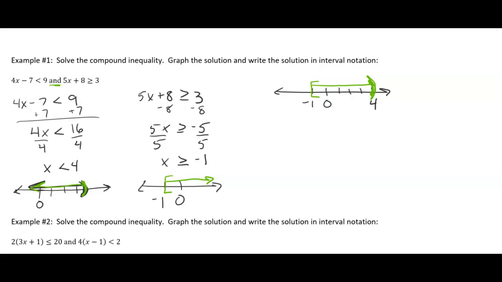How many solutions are in that set? There's an infinite number of solutions in there. You can't list all the numbers. That's why we graph it, so we can show what the solution looks like.